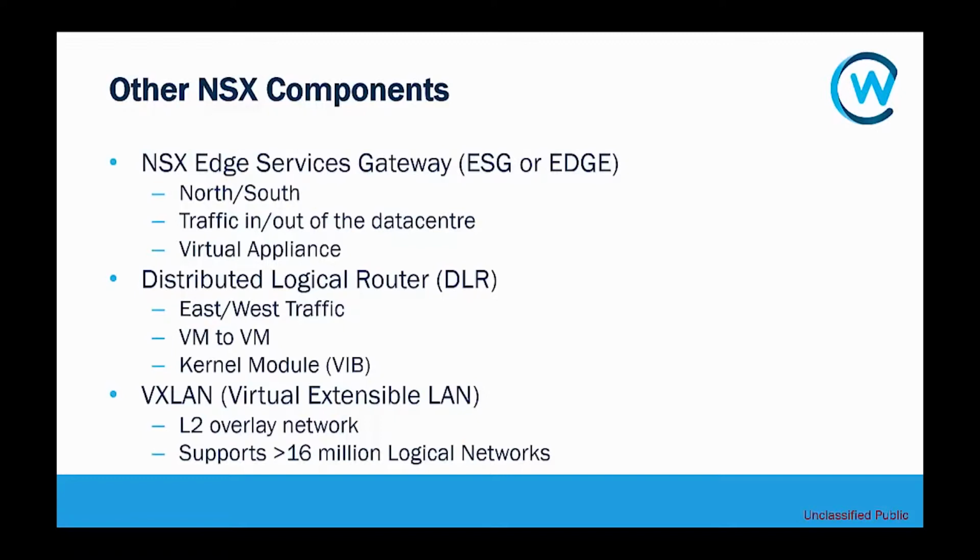Next, we've got our distributed logical router. This is responsible for east to west traffic, also known as VM to VM traffic. And this is done using a kernel module that's installed to each host in our prepared cluster. Finally, when we create our layer 2 logical networks, these use VXLAN, which is virtual extensible LAN. This is a layer 2 overlay network that's similar to a VLAN. The main difference between this and VLANs is that it scales to much larger, supporting over 16 million logical networks.